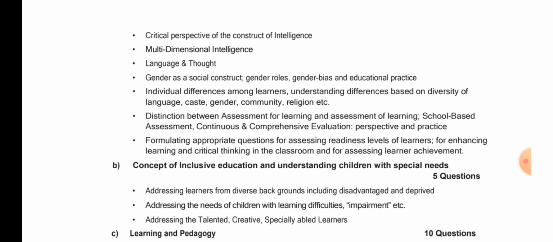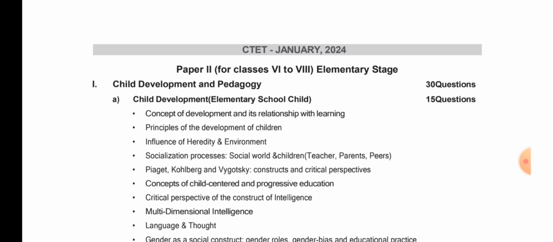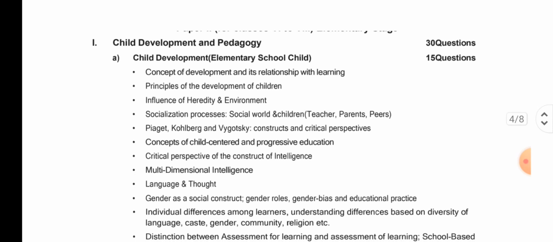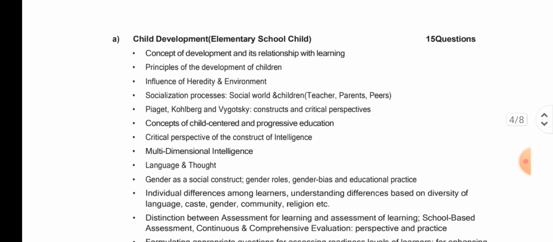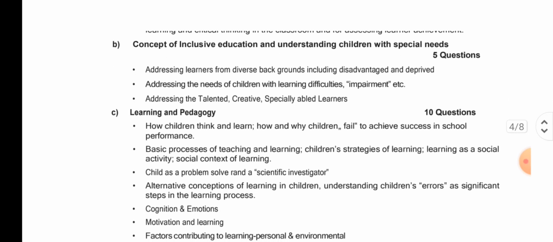You have done your D.El.Ed and you have done your B.Ed, so you are very well versed with this, I believe. So here we have already seen, number one, child development and pedagogy is A. So this A will come, whatever I have discussed till now, it will come for 15 marks, 15 questions, 1 mark each. So now let's see B, what we have in B.